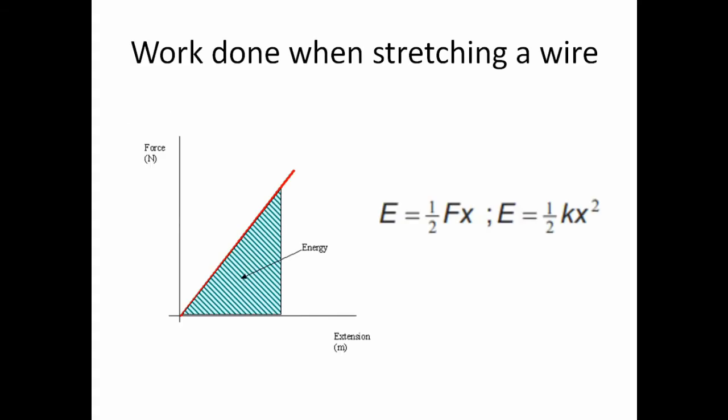Work done when stretching a wire or a spring, or basically anything: if you think about our force against extension graph, the area underneath that graph is the energy which has been put into the spring to make it stretch. Of course, during the elastic range of your spring, all this energy is effectively stored and can later be released. From that graphical representation, E equals half Fx, where F is force, or by subbing in Hooke's law, we get E equals half Kx squared.